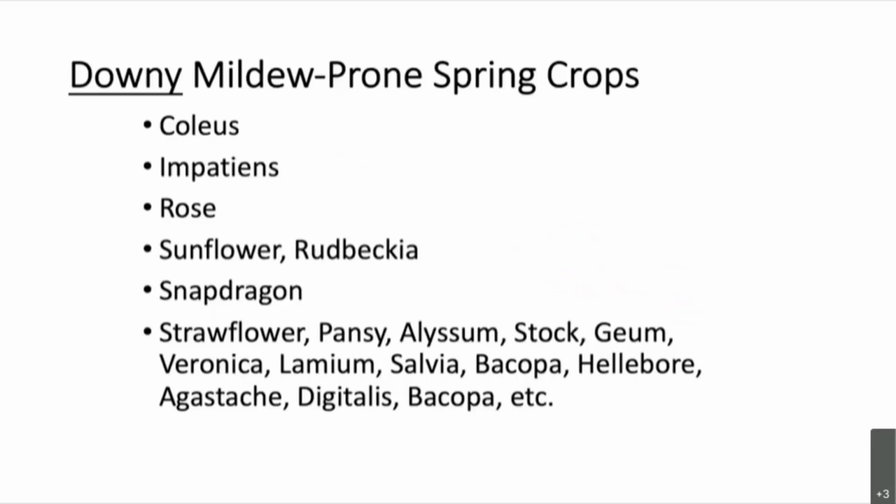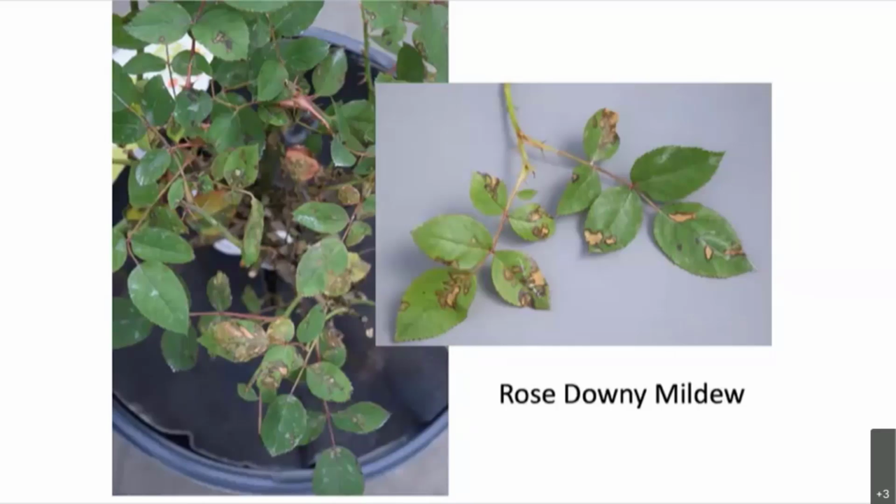Some of the ones that are prone to downy mildew are listed here. You probably know some of these: coleus and impatiens and roses. Sunflowers and rudbeckia get the same downy mildew. Snapdragons are quite prone to a downy mildew. And then I just ran out of space, so I lumped these others together, but things like strawflowers and pansies and alyssum and stock and geum, veronica, lamium, salvia, bacopa, hellebores, agastache, digitalis, bacopa. There are other possibilities. So if you only know 3 downy mildew diseases today, keep your mind open that you might run into one on another crop some other time.